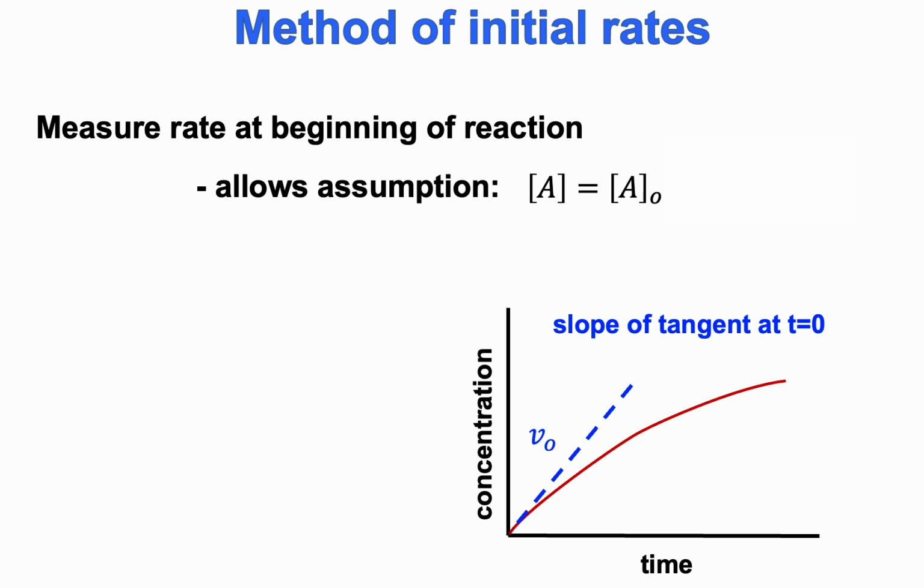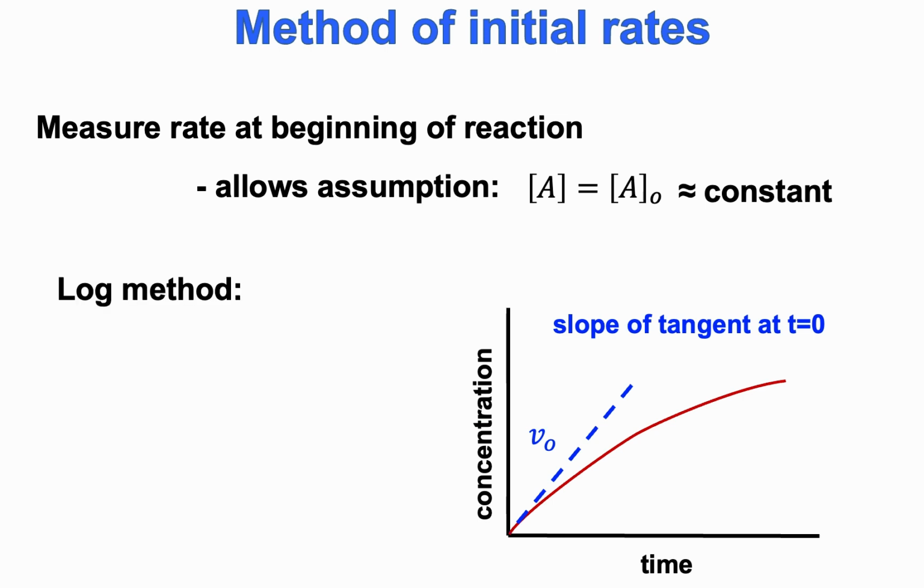By measuring the rate at the beginning of the reaction, we can make the following assumptions: that the concentration of A during the measurement is more or less the same as the concentration of A that we started out with, and this is a known quantity. In addition, because we're just measuring the initial part of the reaction, we can make the assumption that the concentration of A hasn't changed very much, and so it is a constant.